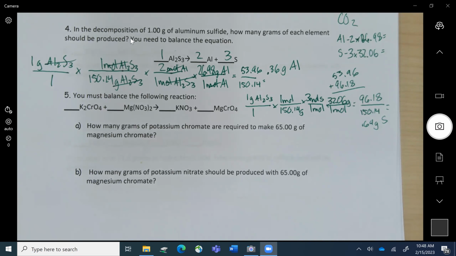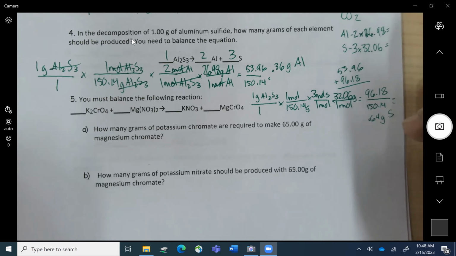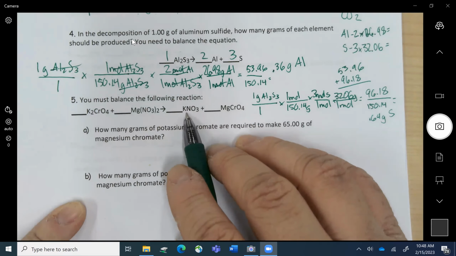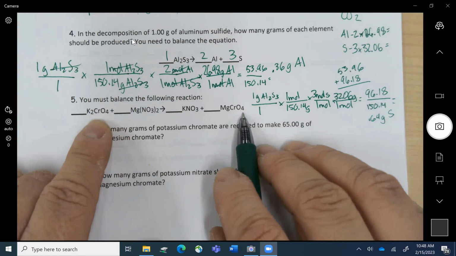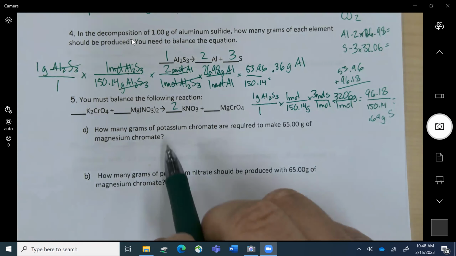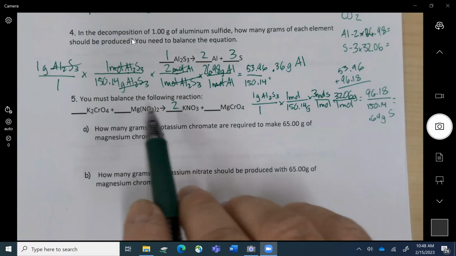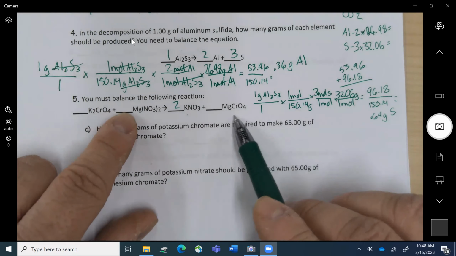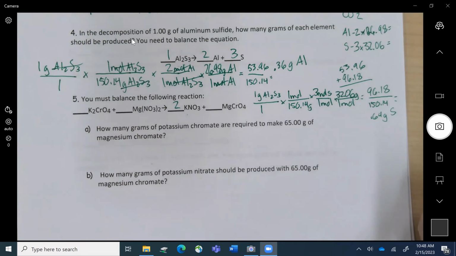All right, let's get this show on the road. All right, so I got to balance this thing. Oh, nitrate and chromate stay together. That's good news. Okay, so 2 potassium, 1 Mg, 1 chromate. Okay, ta-da, balanced. 2 nitrates, 2 potassium, and then you got 1 chromate, 1 magnesium, just like that, balanced. Okay, at least that part was easy.